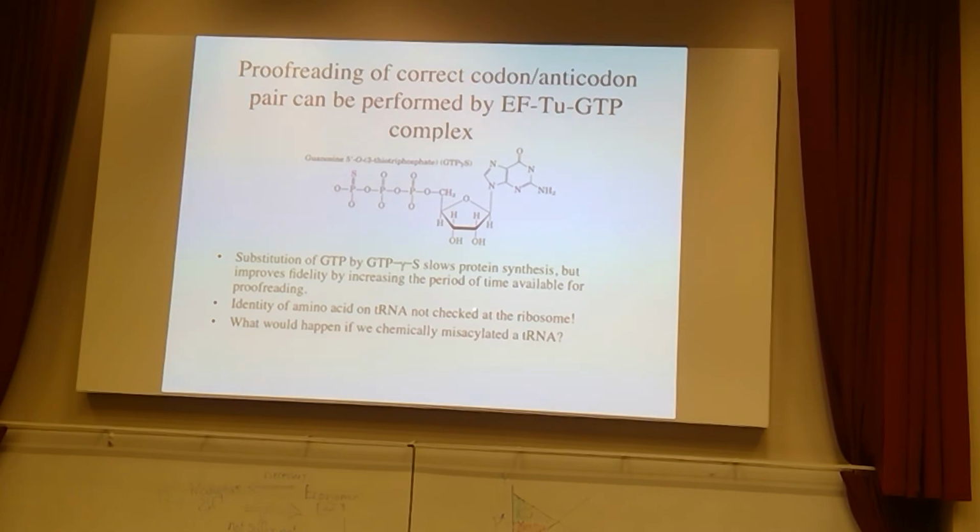It's actually looking for proper codon-anticodon interactions. The identity of the amino acid on the tRNA is not checked. So it's just looking to see whether or not the codon on the mRNA is matched up with the anticodon on the tRNA. As long as that's in place, EF-Tu will hydrolyze the GTP, exit, and leave that tRNA in place at the A site to function as the nucleophile to make the next amide bond.